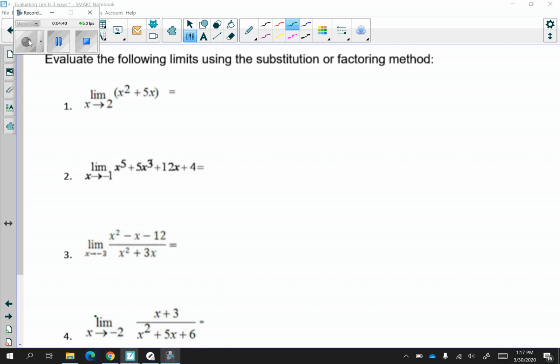If you turn the page, it says evaluate the following limits using the substitution or factoring method. So take a few moments right now and solve these 4 problems. Please pause the video.